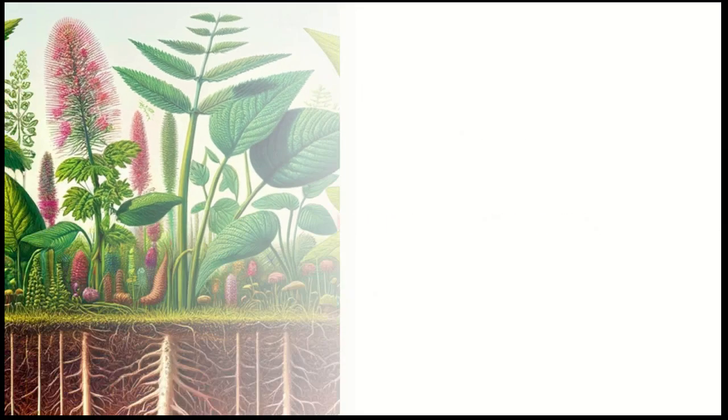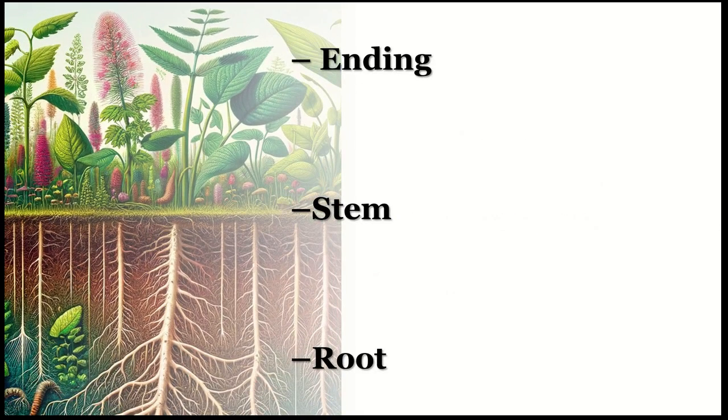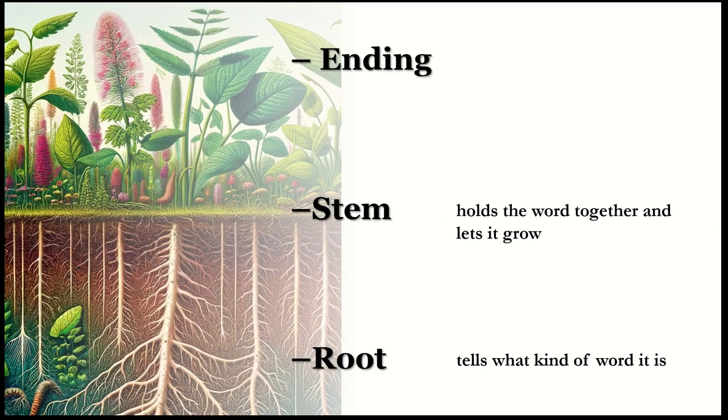So to stick to our plant metaphor, the root tells you what kind of word it is, like what kind of plant. The stem holds it together and lets it grow. And the ending shows how the word behaves in a sentence.